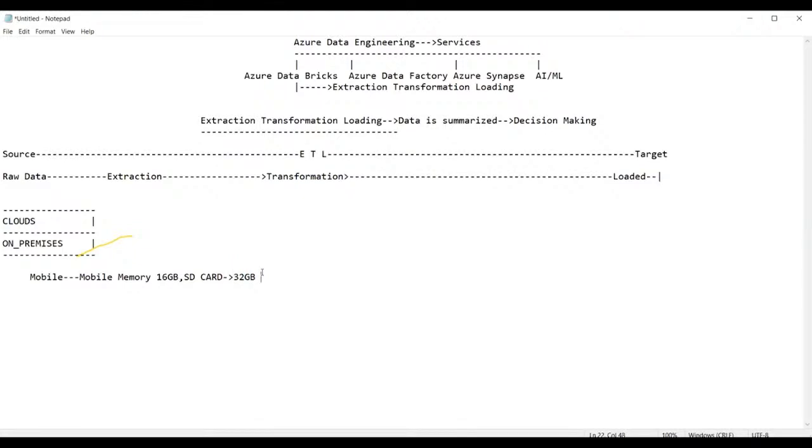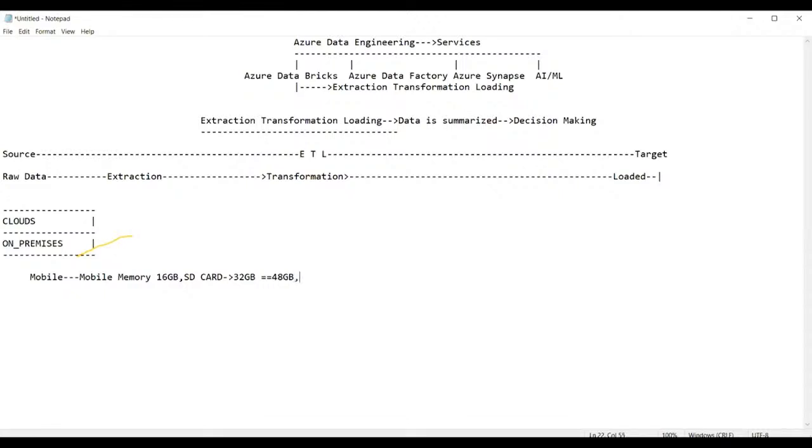So now tell me, totally what is the amount of memory you have in your mobile phone? 32 plus 16, guys, tell me. 32 plus 16 means what? 48 GB. Very good. So totally, you can store up to 48 GB in your mobile phone along with the SD card.